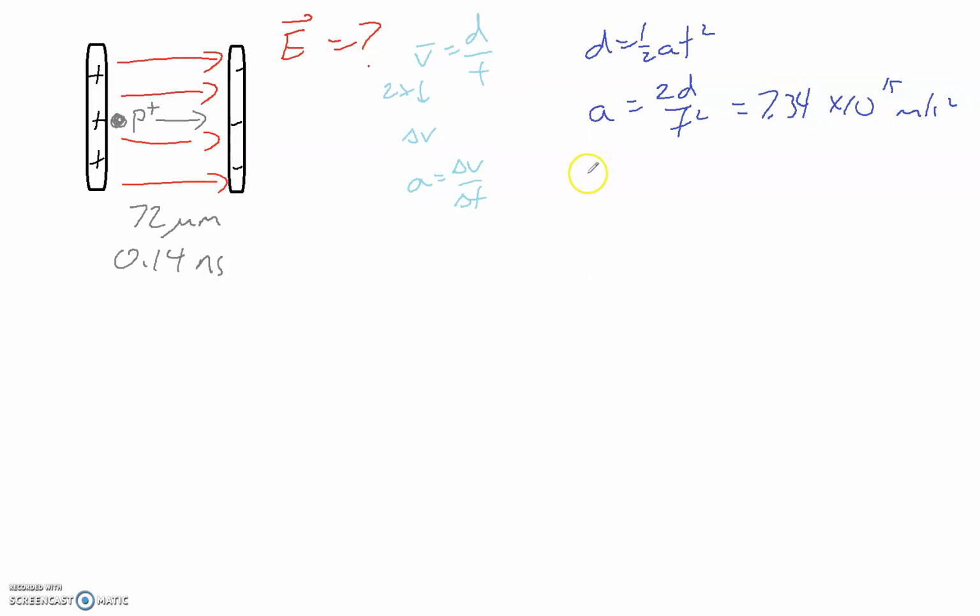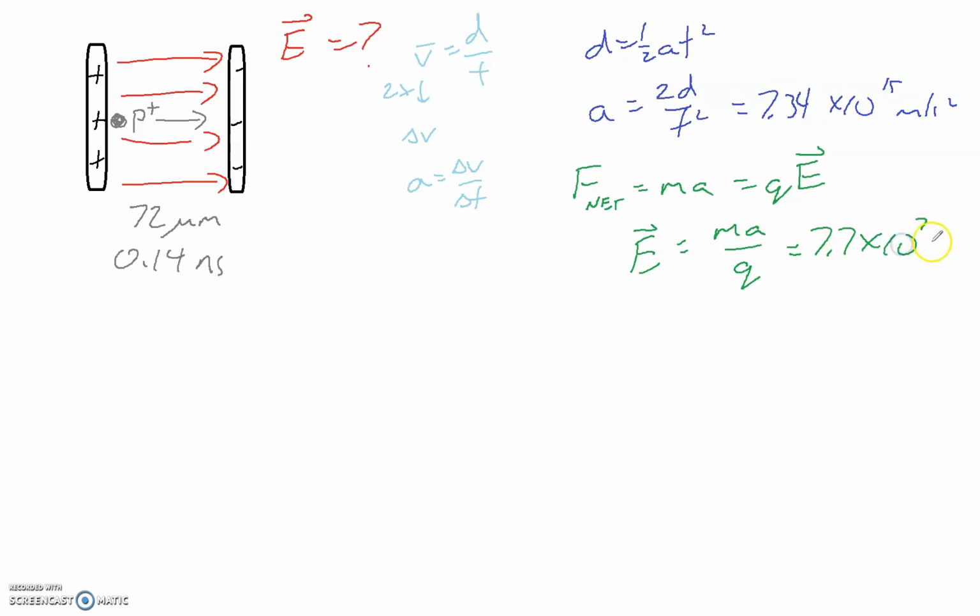We can find our force, and this would be our net force, which of course is equal to ma. And since it's an electric field, this is also equal to QE. So again, this is exactly what you guys did in grade 11. So to find the E, it would be the force, the ma, divided by the Q. The mass of a proton is in your list. Acceleration you just found. Charge of a proton, same as always. And then you can find the electric field. This should give us around 7.7 times 10 to the 7 newtons per coulomb. And there's our electric field.